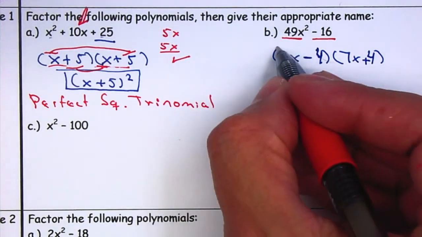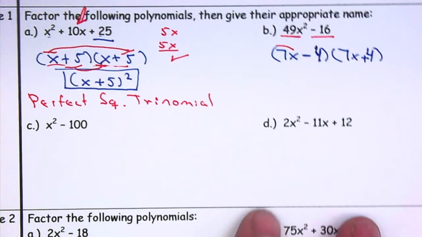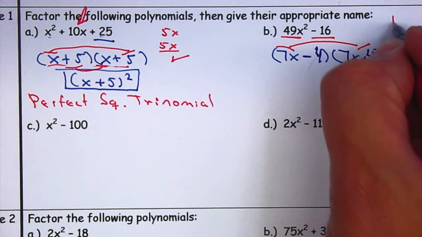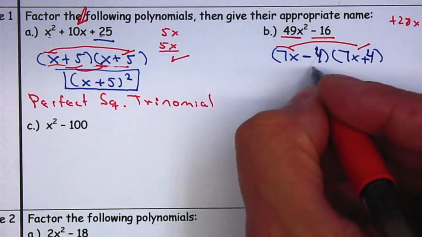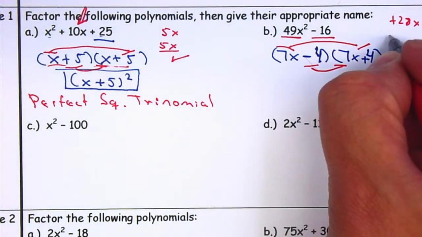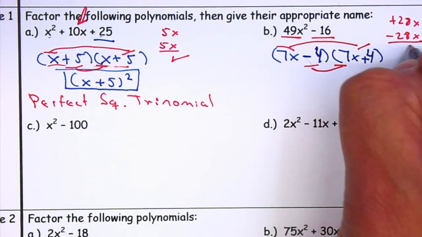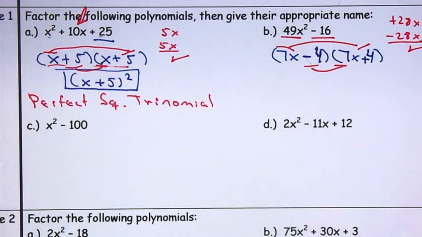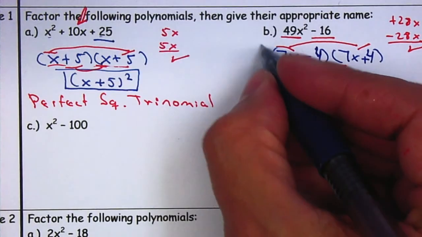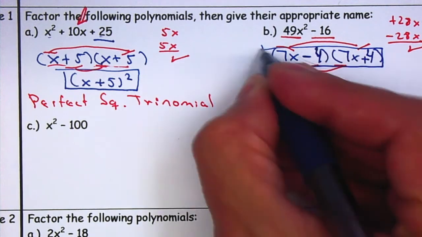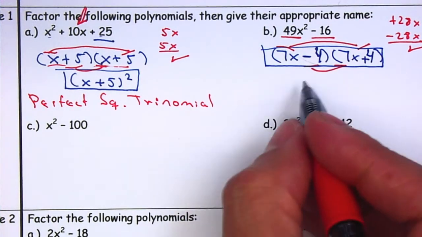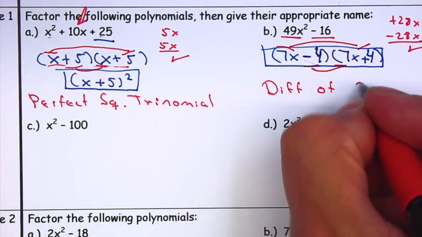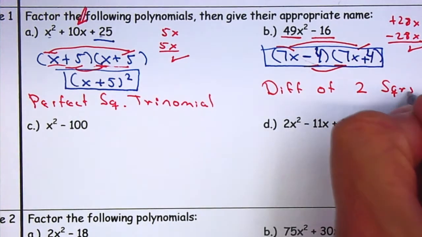If you multiply it together, you should end up with the same. So multiply the outside ones, that gives me a positive 28x. Multiply the inside terms, so it gives you a negative 28x. If you add them together, it should give you 0, and that's why we don't have a middle term. This will be your answer, 7x minus 4, 7x plus 4. And this is the difference of two squares.